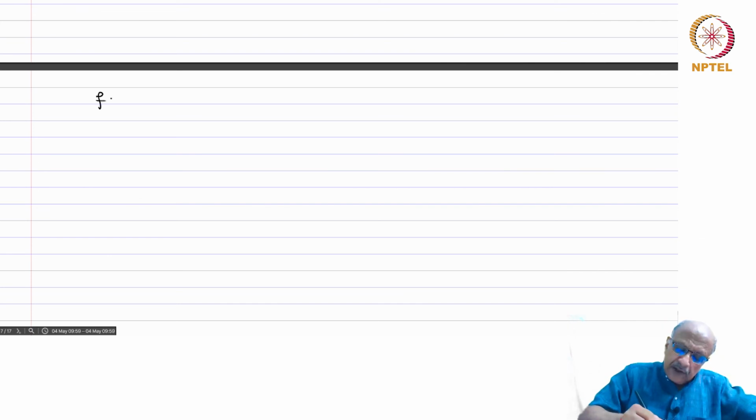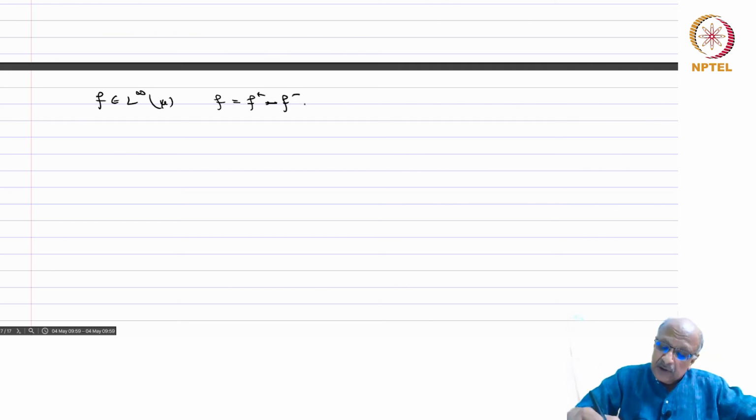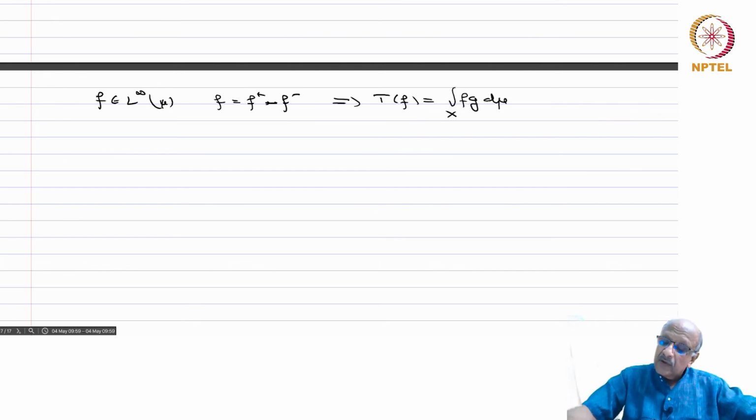So if f is in L infinity mu, you write f equals f plus minus f minus, apply the previous result to each of these, and that will imply that Tf equals the integral of fg d mu over X for every f in L infinity.